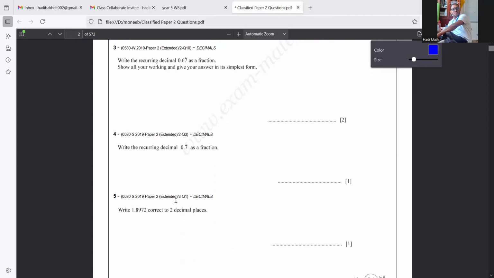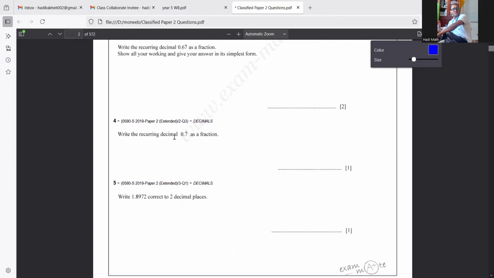They say write the recurring decimal 0.7 as a fraction. Okay, we can solve this one because it's different. So I say whatever it is given to you, give it x. x is equals to 0.7 and the 7 is recurring.